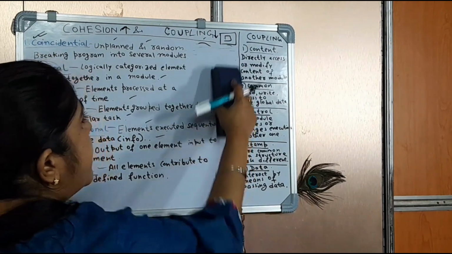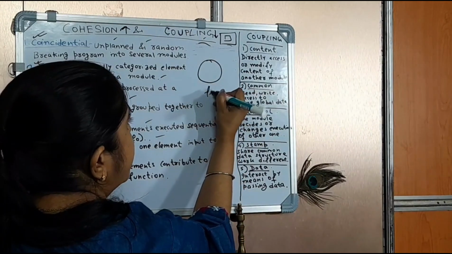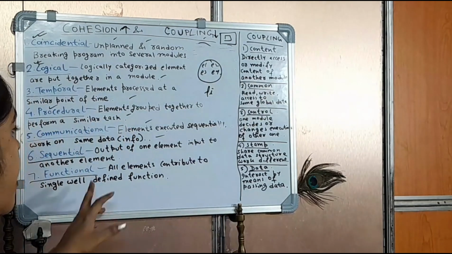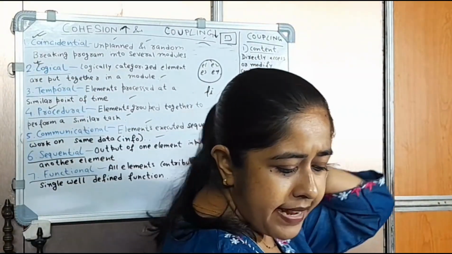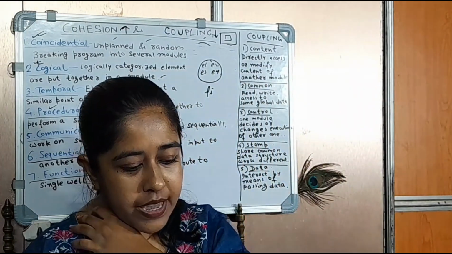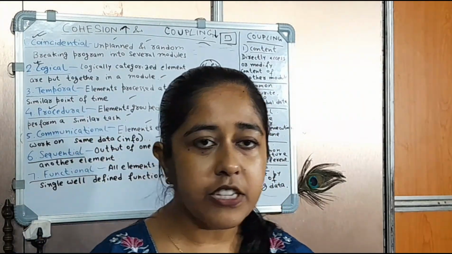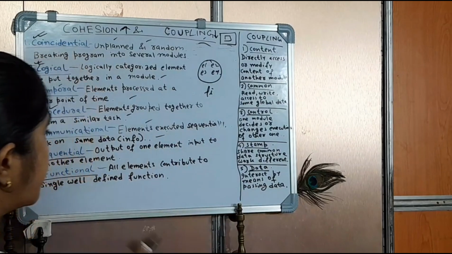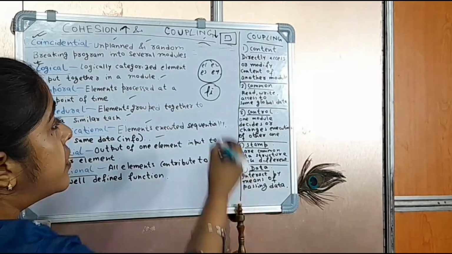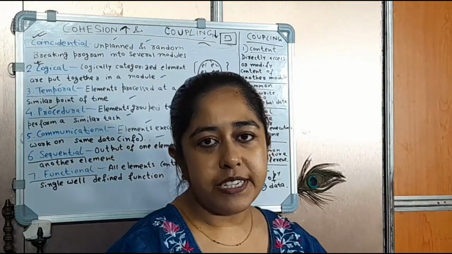Here what we have to see, when we are defining a particular function, as we have seen, suppose the high level function f1 is there, with e1, e2, e3, e4, and some other elements. This is the highest degree of cohesion, and it is highly accepted also. So these elements in a module, that is functional cohesion, should be grouped in such a way that they contribute to a single well-defined function. Suppose this is your single well-defined function. All of these elements should contribute to this particular function f1.